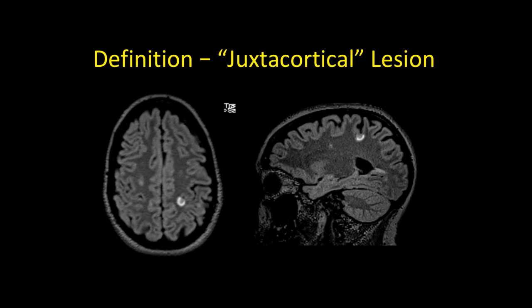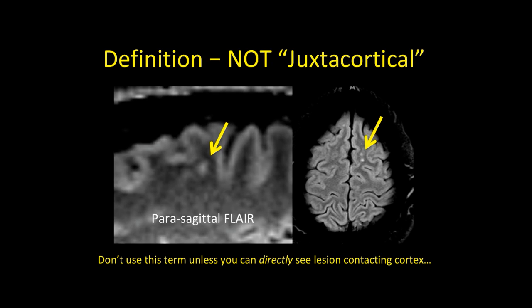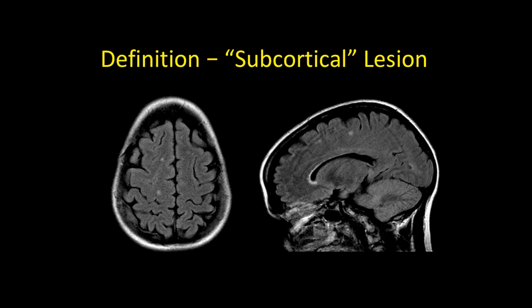Juxtacortical lesions are one of my favorite to look for in an MS workup case because these are very specific. And as you can see, this lesion here, there is no normal white matter between the lesion and the cortex. And that is the definition of a juxtacortical lesion. These lesions here are not juxtacortical. These are subcortical. There are lesions here with normal white matter between the lesion and the cortex. So don't use the juxtacortical term unless you can directly see the lesion contacting the cortex with no normal intervening white matter. And again, here are subcortical lesions, not touching the cortex, not in the cortex, subcortical.